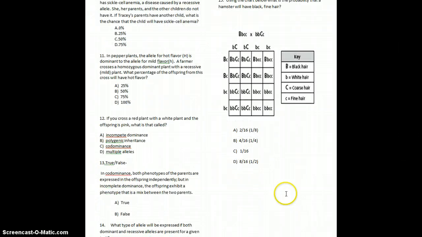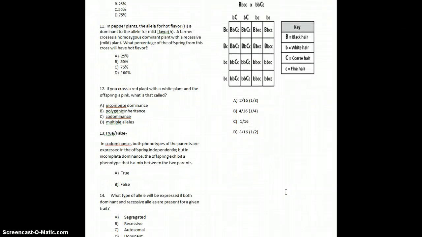Number 13. True or false? In codominance, both phenotypes of the parents are expressed in the offspring independently. But in incomplete dominance, the offspring exhibit a phenotype that is mixed between the two parents. A, true, B, false.